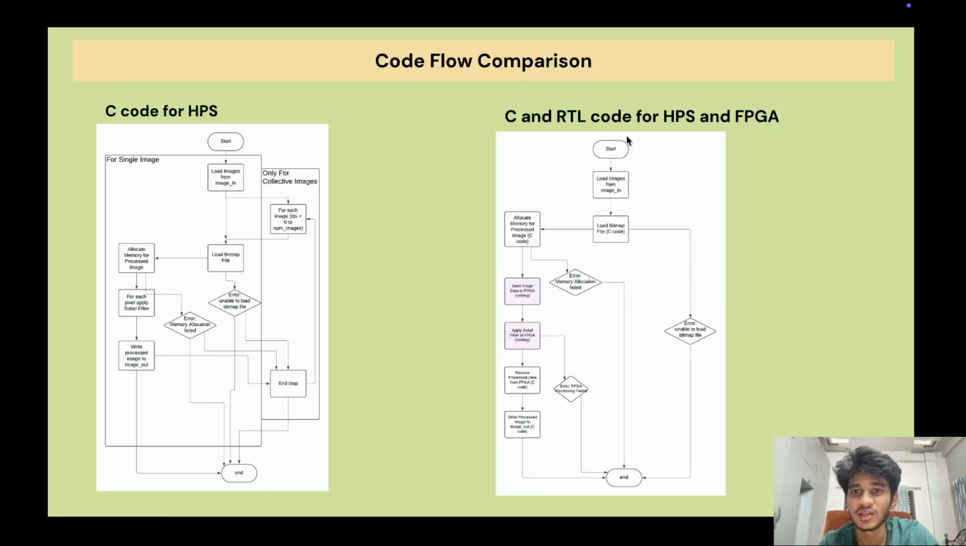So this is the C and RTL code for HPS plus FPGA. We are loading the images, and then reading the pixel data, allocating memory, and sending the data to the FPGA for the Verilog to read and process. Then the Verilog gives the data back to the HPS via the AXI interface. Once the processed data is received by the HPS, we remake the .bmp file, and then we show that file.